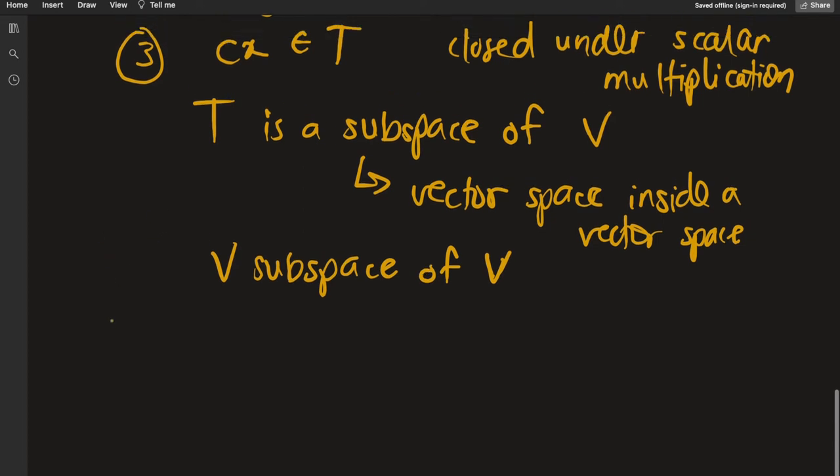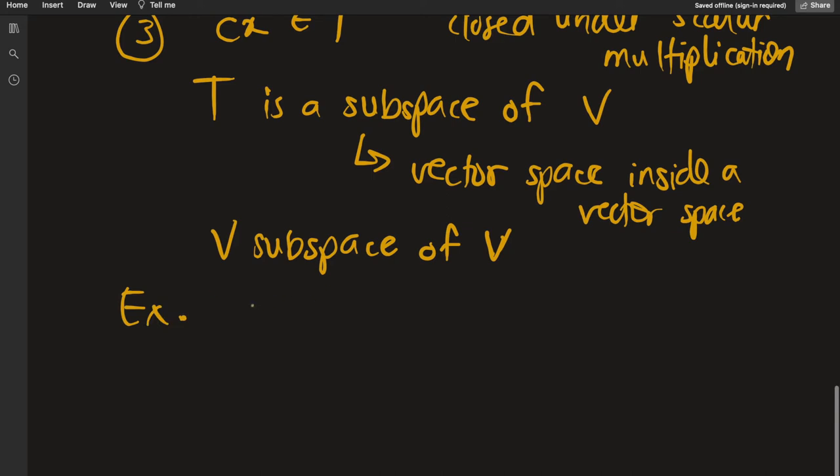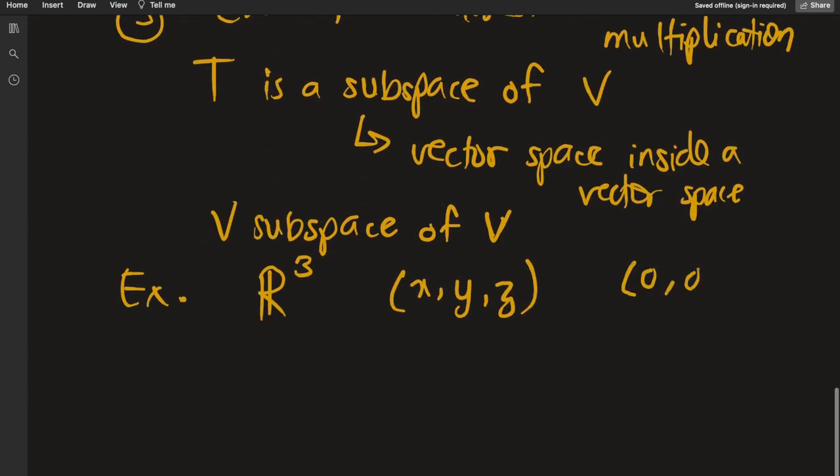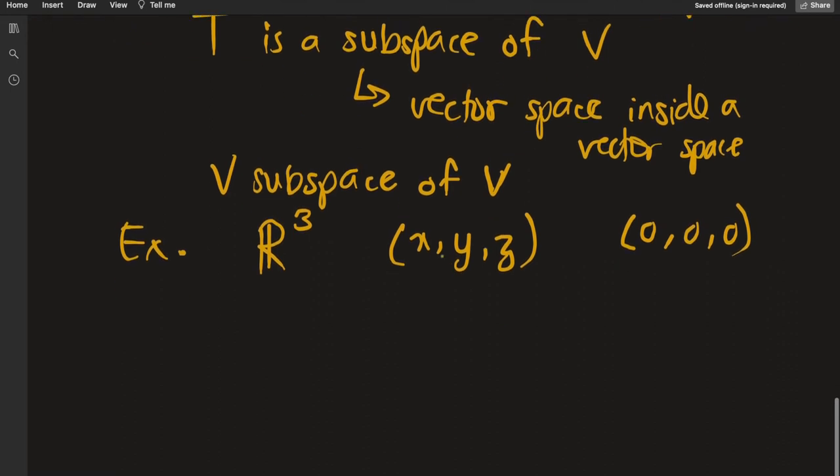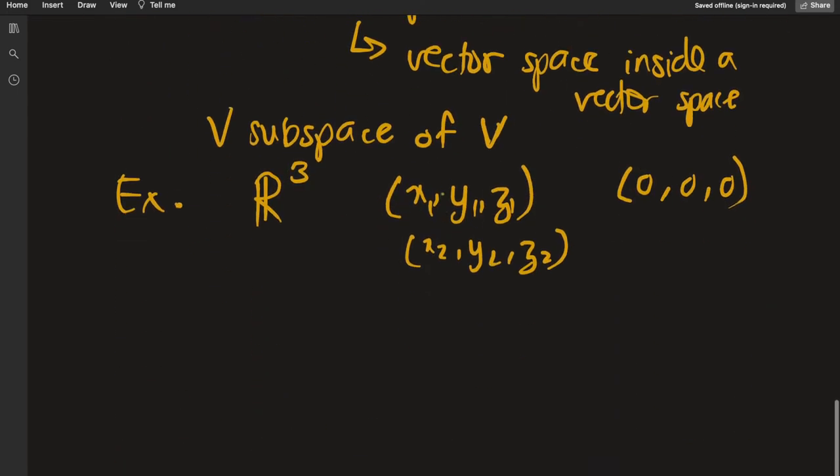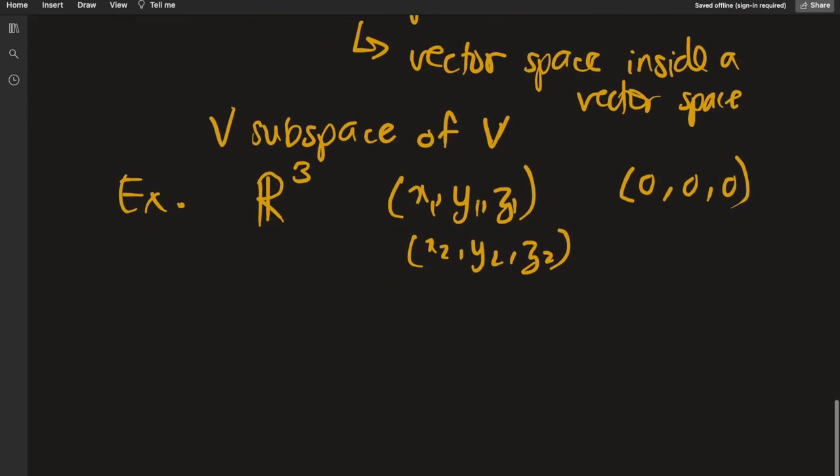Now, it's time for examples. The first example is R3, the three-dimensional Cartesian space, with elements x, y, and z. The origin is definitely part of R3. You add two points, say x1, y1, z1 to x2, y2, z2, and that is still going to be part of R3. If you scale this, its length will increase and it will still be in R3.